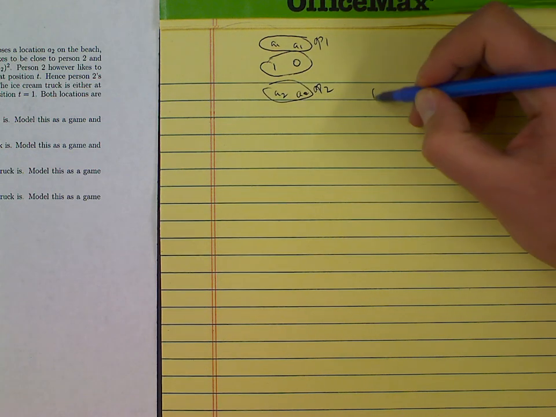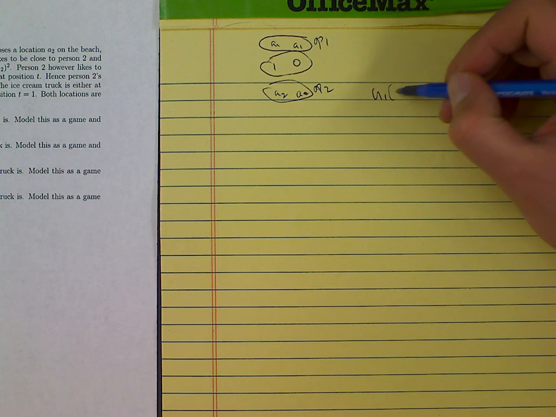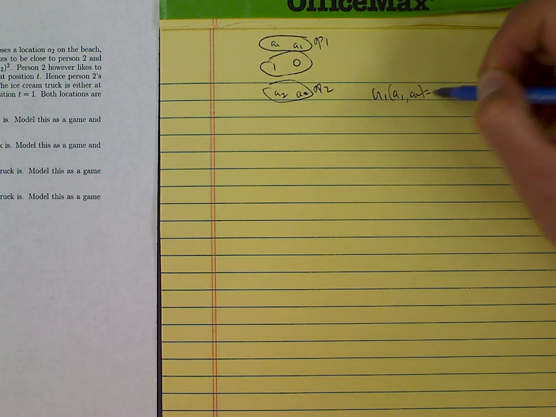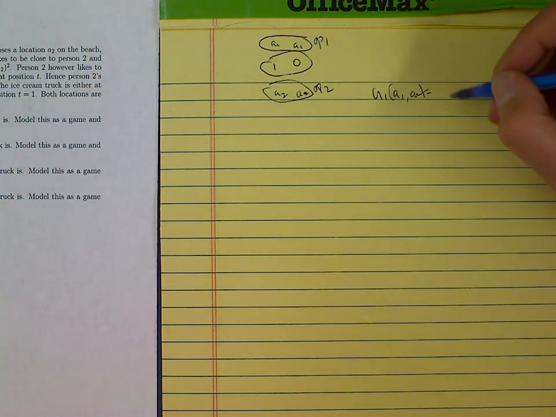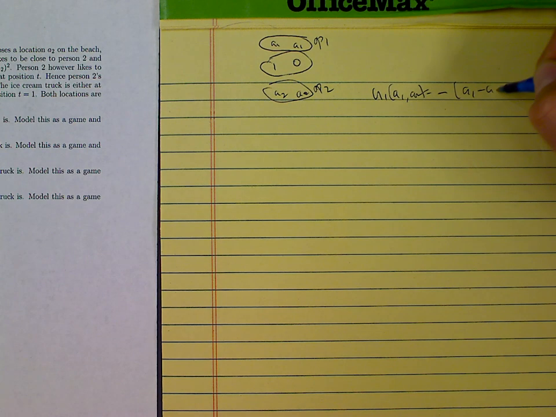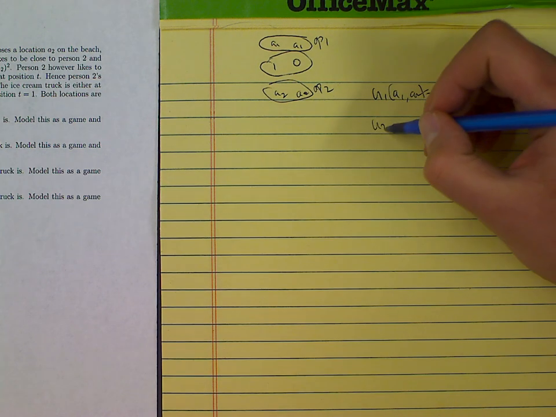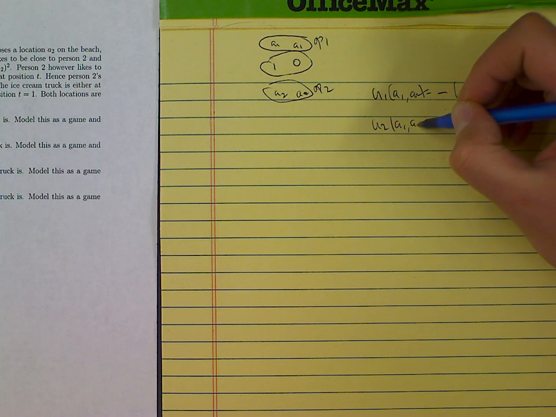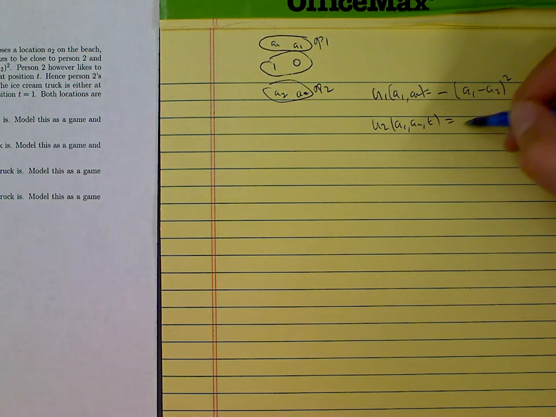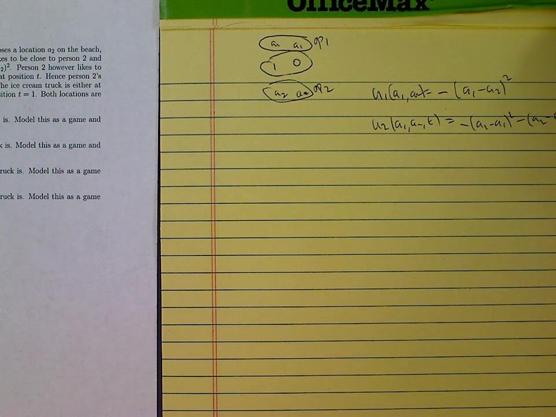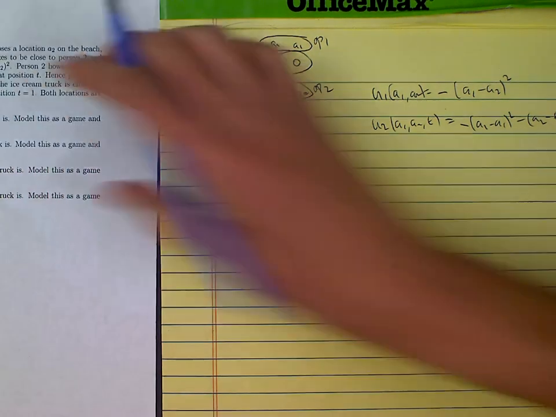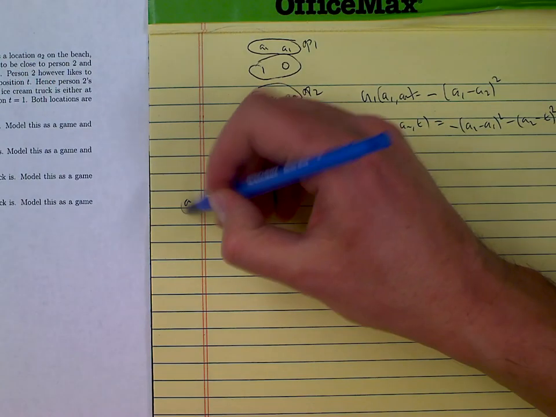Okay, so I guess I'll write down their utility functions. This is person 1's, right? Mm-hmm. And person 2's is going to depend on t. This is minus (a2 minus a1) squared minus (a2 minus t) squared. Okay, this is from here, right? Yeah. Okay, so let's do the first part.